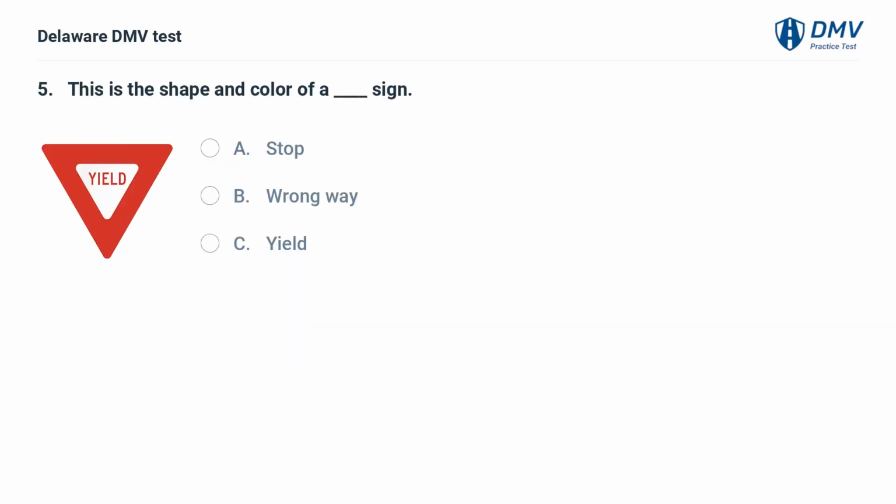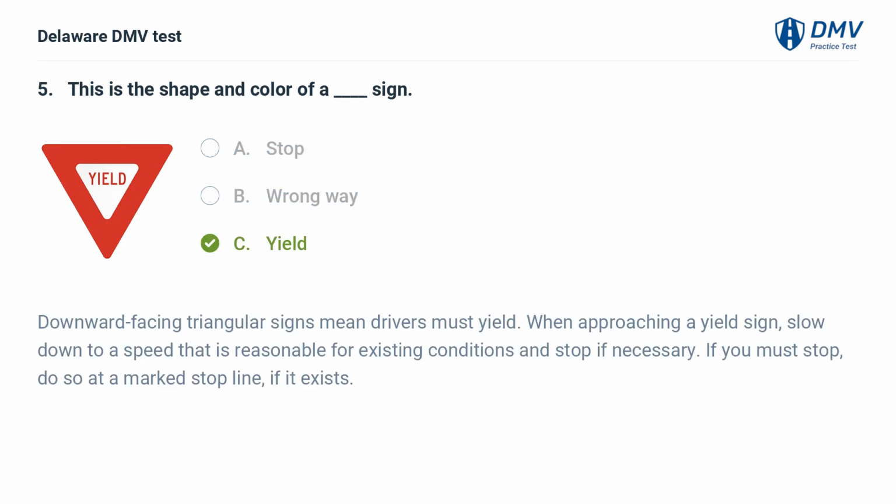This is the shape and color of a yield sign. A. Stop. B. Wrong way. C. Yield. Downward-facing triangular signs mean drivers must yield. When approaching a yield sign, slow down to a speed that is reasonable for existing conditions and stop if necessary. If you must stop, do so at a marked stop line, if it exists.